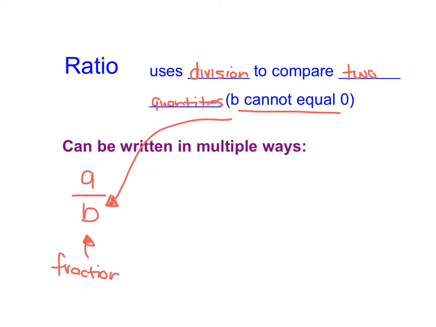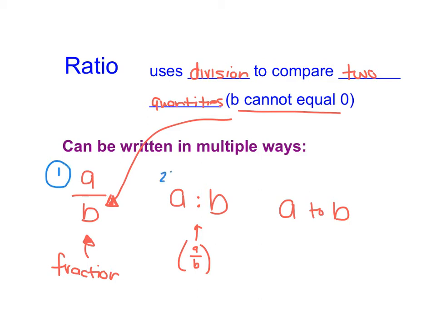The second way that these can commonly be written is using a colon. So they would say A colon B. This is saying the same thing as the fraction. It's just written in a slightly different way. And then the other way we can write it is actually writing the word to in between, as A to B. So you can see here we have three main ways that we write ratios. The first is the fraction, that is the most commonly used way. The second is using the colon, and the third is using the actual word to.